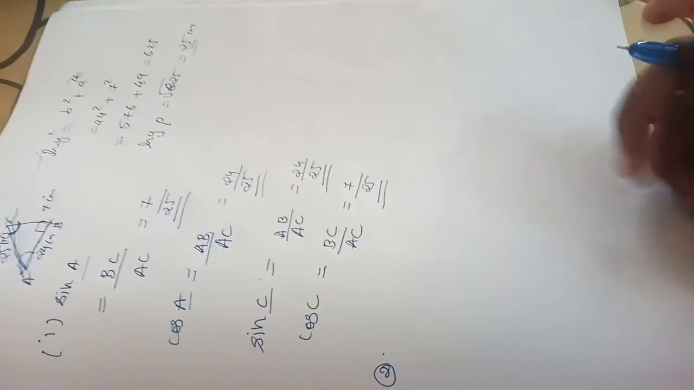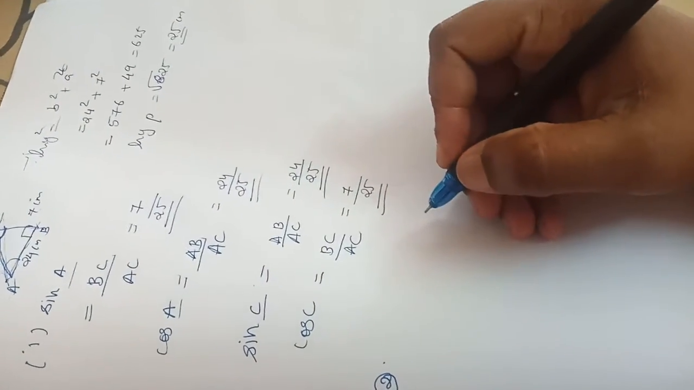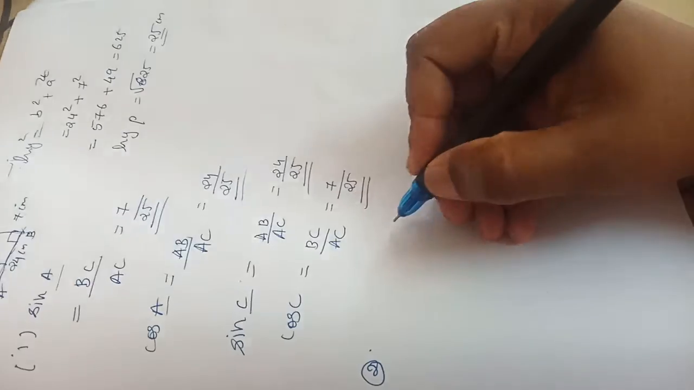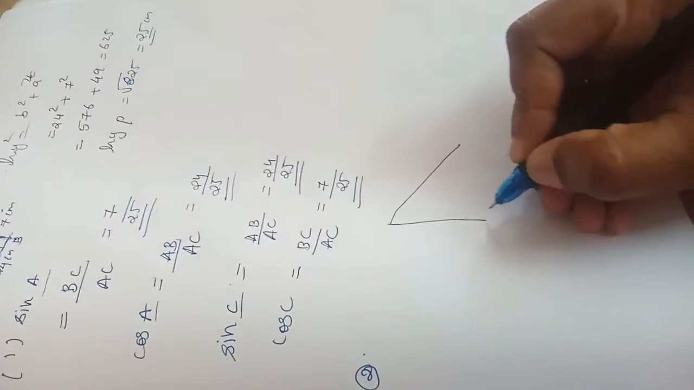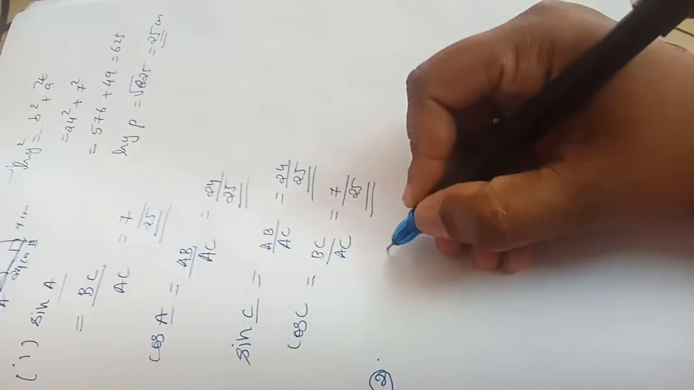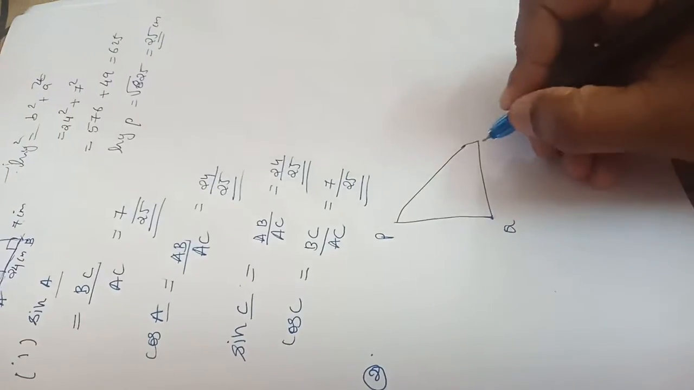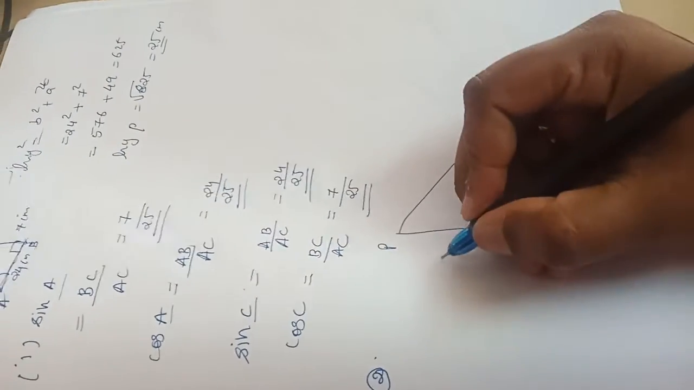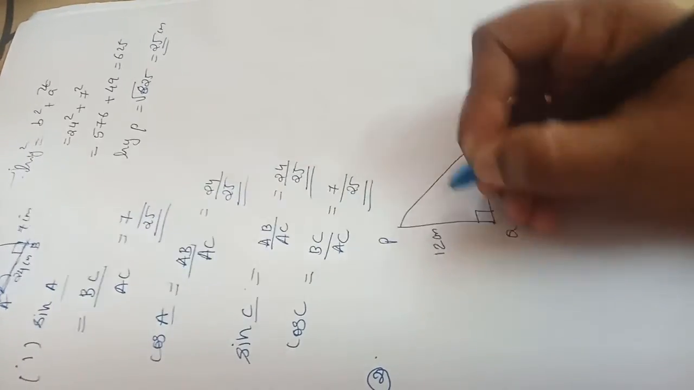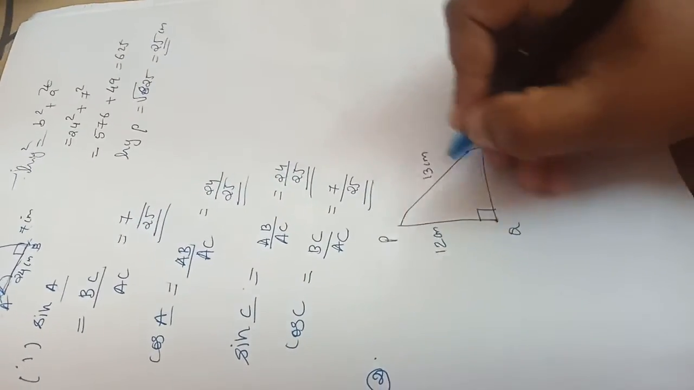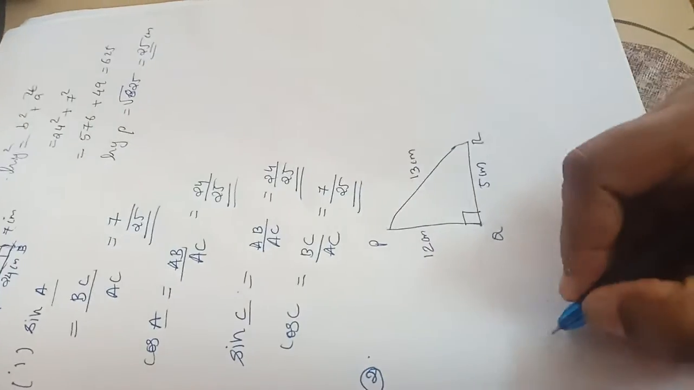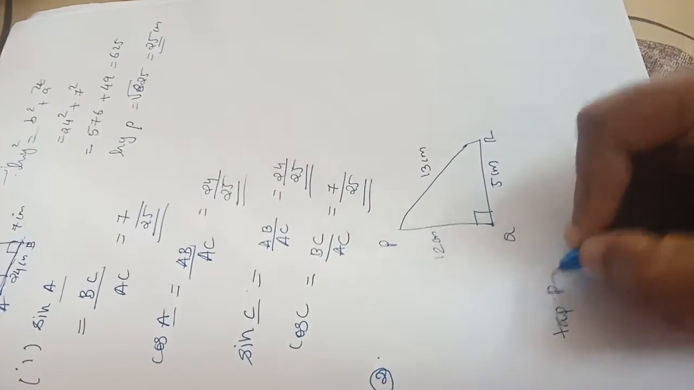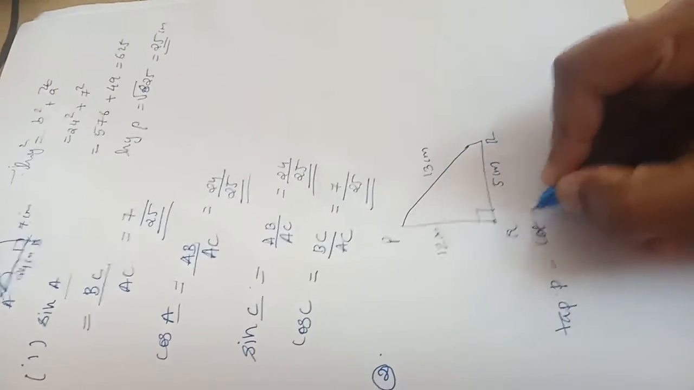Next question number 2. In the figure, find tan P minus cot R. So this is the figure. Angles we can mark here P, Q, R, and R is the 90 degree. PQ is given 12 centimeter, this is 13 centimeter, this is 5 centimeter. We have to find tan P minus cot R.